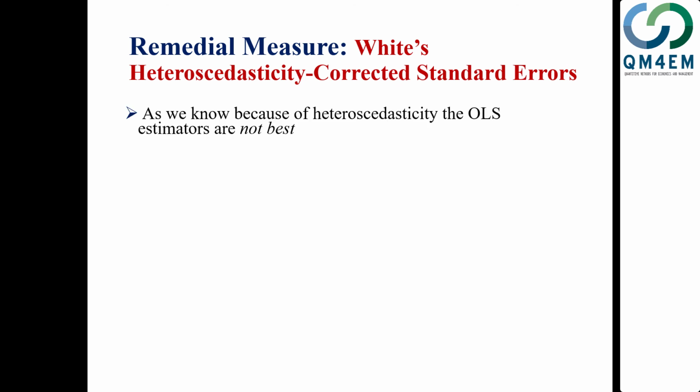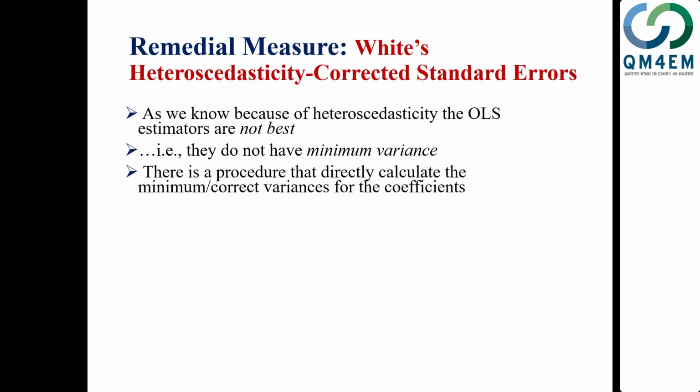So what is this procedure? Let me start with a small background. Let me remind you that when there is a problem of heteroscedasticity, the OLS estimators are not best, or their standard error is not minimum. There is no issue with the estimated parameter values because they are unbiased and consistent. So the problem is not with the estimated value, but with their standard errors.